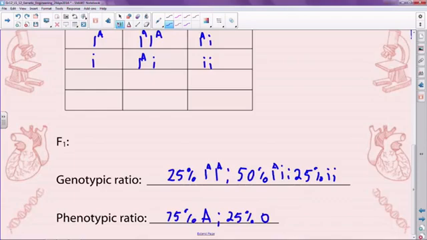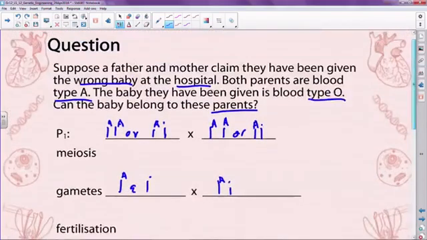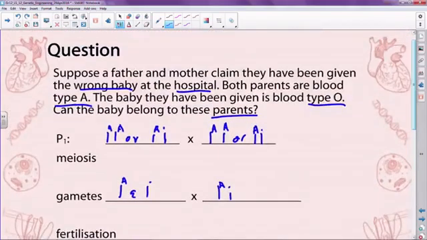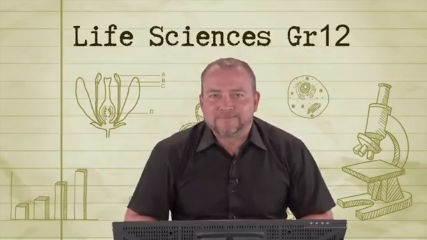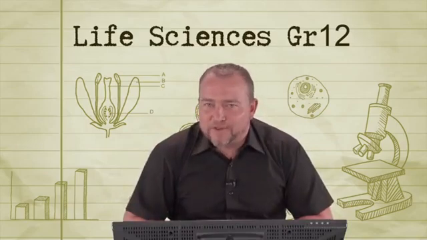And what is the answer? Have we answered anything yet? No, we haven't. The baby that they have been given has blood type O. Can the baby belong to these parents? Yes, it most definitely can belong to these parents. Okay, I know you got that. You see how I use both ones? Let's see if you can get it, okay? Now, you need a break, I need a break. I'll catch you straight afterwards.